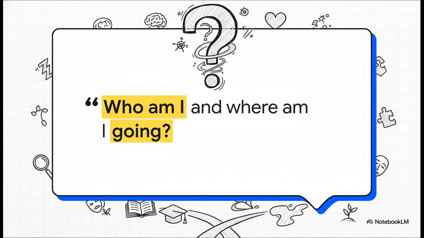And really, it all boils down to this one big question. This is the core psychological task of being a teenager. Erikson actually called this stage identity versus role confusion. The goal is to try and piece together a solid sense of self, figuring out your values, what you believe in, and where you fit into this big, complicated world.